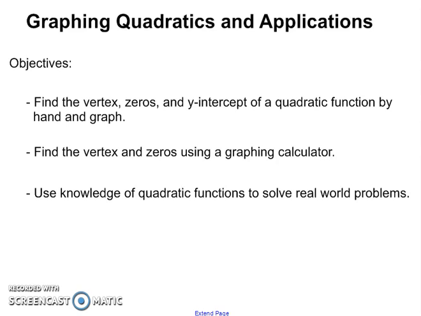What we're going to do today is graph quadratics, and we're going to look at some application problems. We're going to find the vertex, the zeros, which are also the x-intercepts, and the y-intercept of a quadratic function by hand and graph. And then we're going to find the vertex and the zeros using a graphing calculator. And then we're going to use our knowledge of quadratic functions to solve real-world problems.